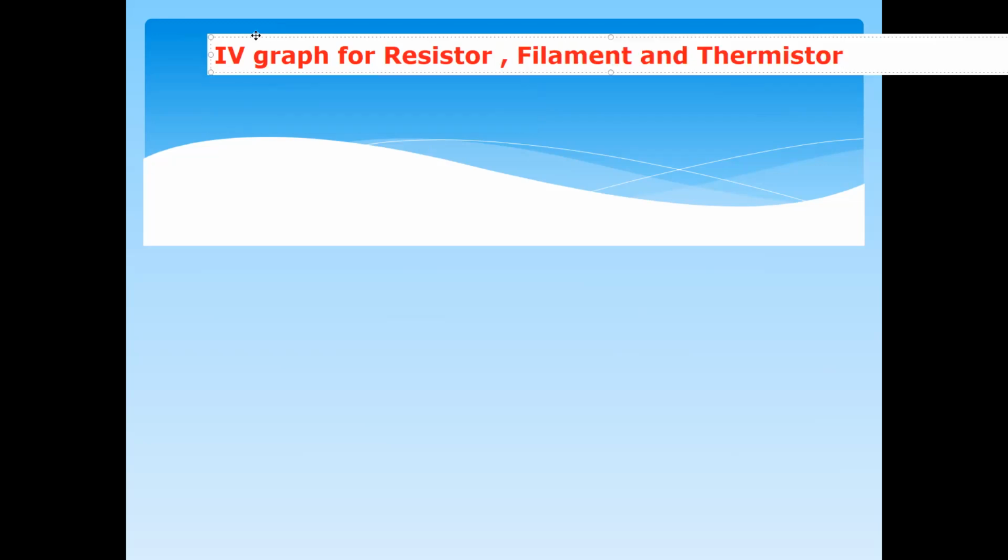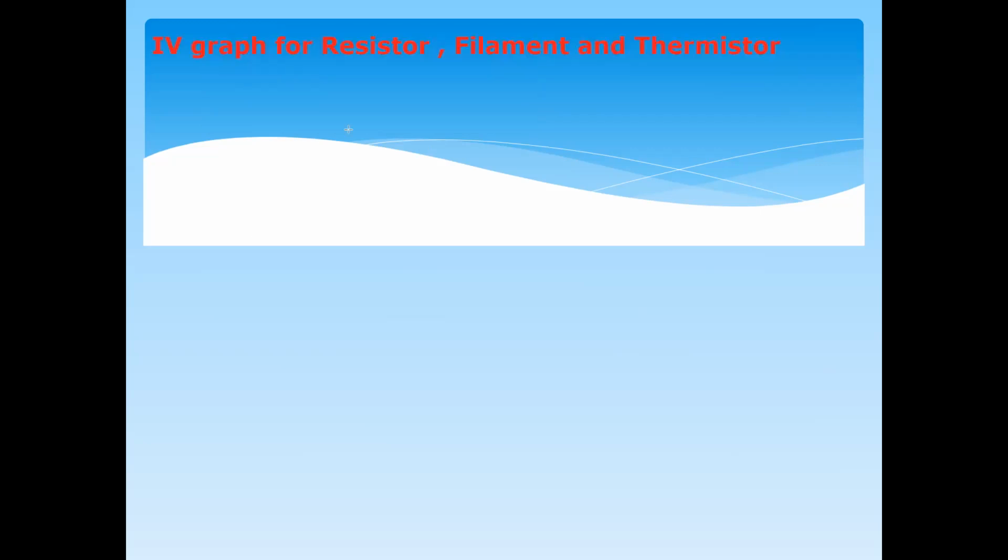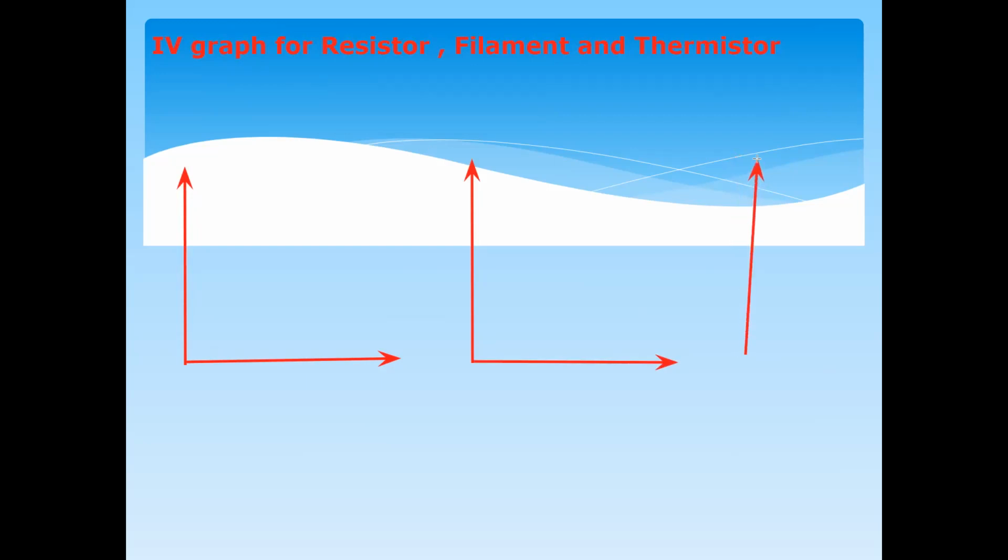So when we sketch the IV graph for a resistor, for a filament, and for a thermistor, I is the current, V is the voltage. The filament is made of the metal tungsten, whereas the thermistor is made of semiconductor. On the y-axis we have current and on the x-axis voltage.